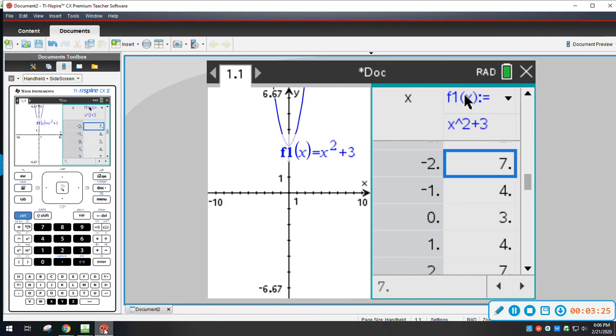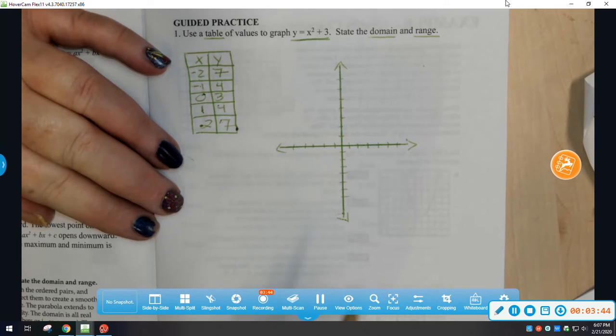Let's pull our table back up. When x is -2, y was 7, -1, 4. You can't see this, but I'm writing it down on the little table I made in my book. 4 and 2 is 7. So I just jotted down these values. And our graph is going to look like that. So let's graph it.